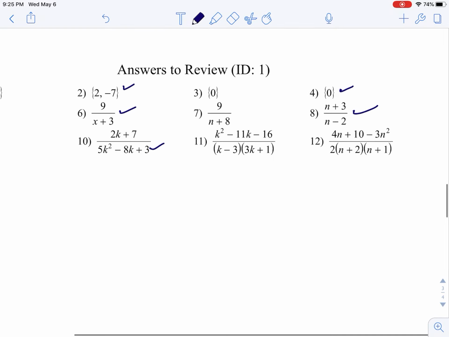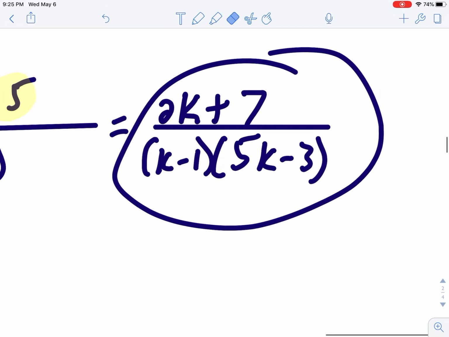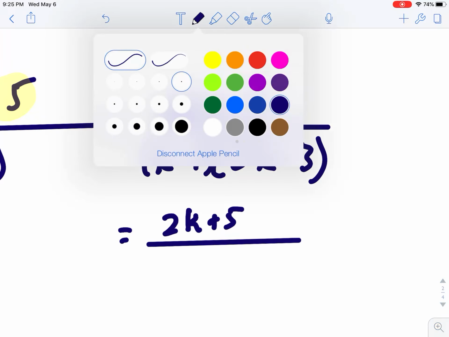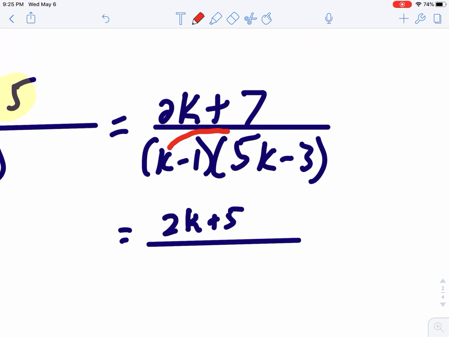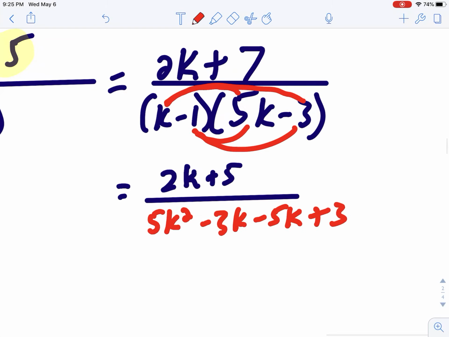Oh, look at that. They did FOIL it together. All right, well, give me a second. I'll do that. I don't think they did it on the other assignment. Okay, so if we FOIL this together, let me change colors here. K times 5k is 5k squared. K times minus 3, negative 3k. Negative 1 times 5k is negative 5k. Negative 1 times negative 3 is plus 3.